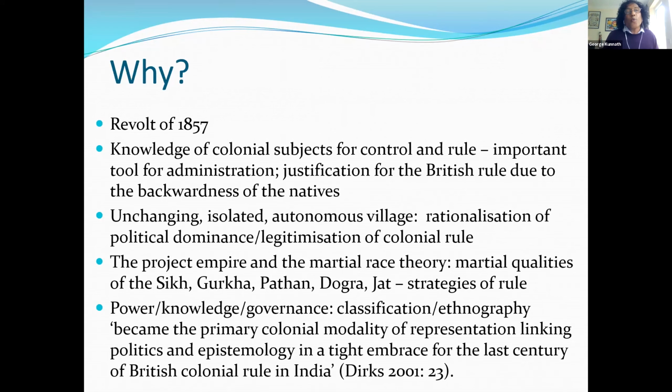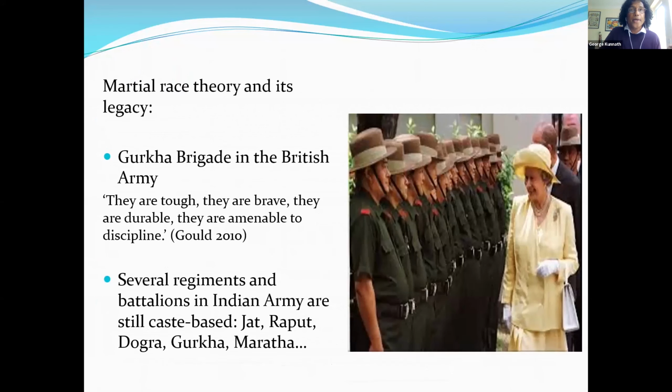So in the process, what we see is that linkage between power, knowledge, governance, where ethnography and other modes of classification became the colonial modality of representation, linking politics and epistemology in a tight embrace for the last century of the British rule in colonial India. Now, I'll finish in the next two or three slides very quickly.